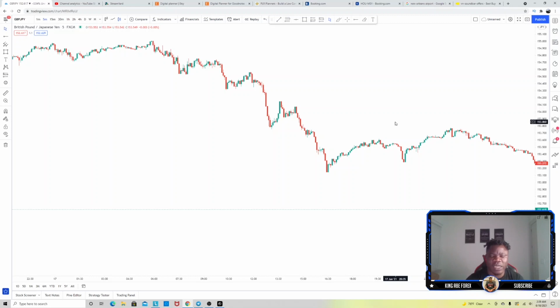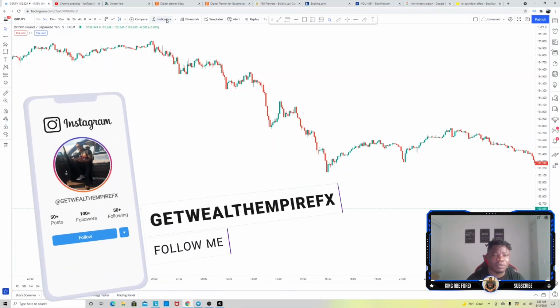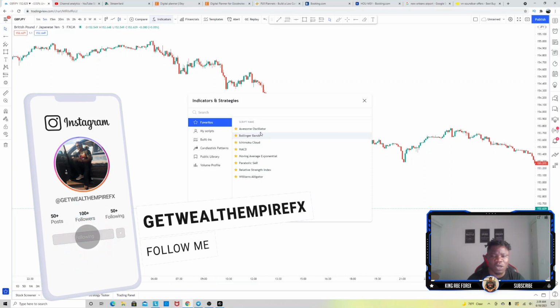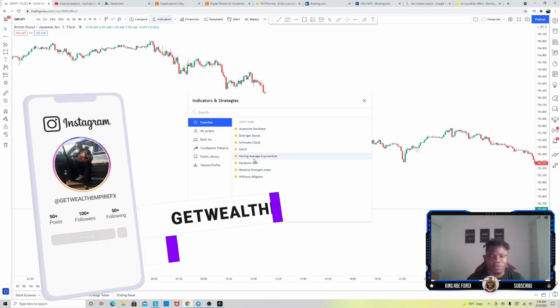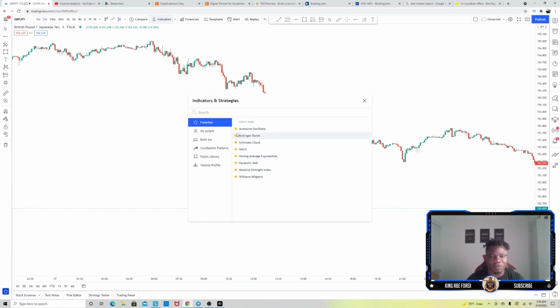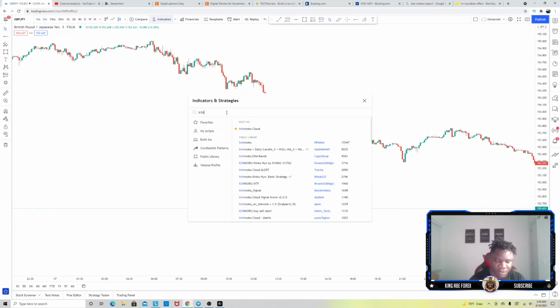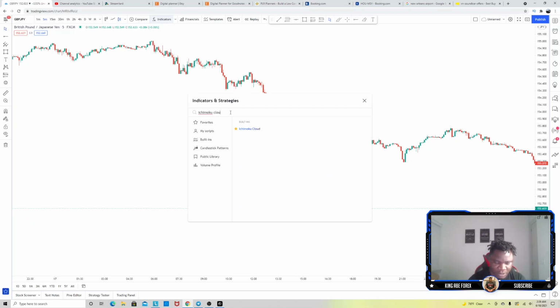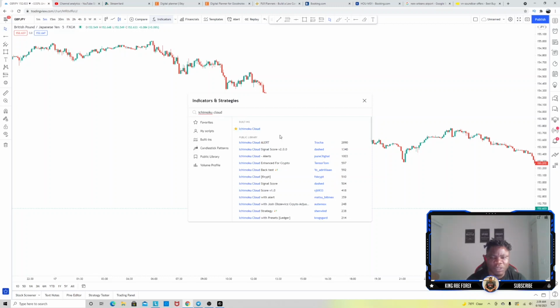Now for this strategy we're going to be using 3 indicators. The first one we're going to add right now is the Ichimoku Cloud. To get it, you just search for Ichimoku Cloud, you'll see it pop up, and then you click on it and add it to your chart.